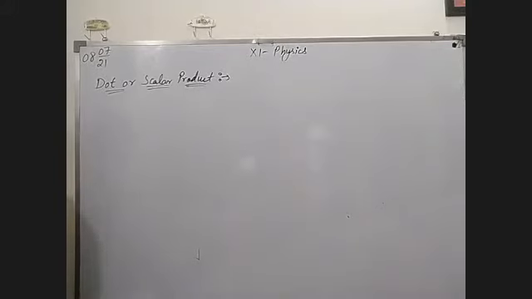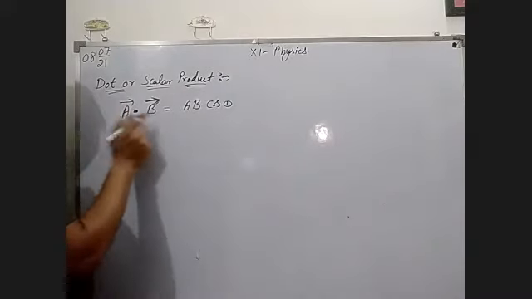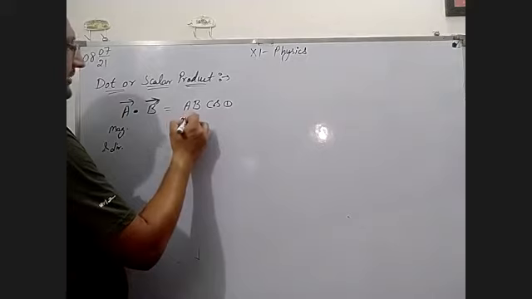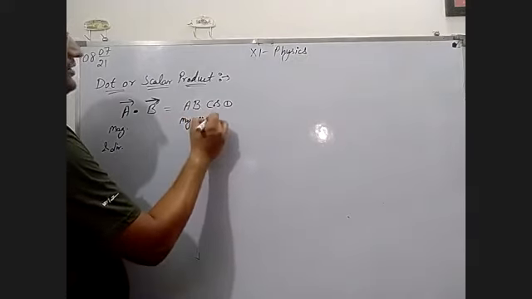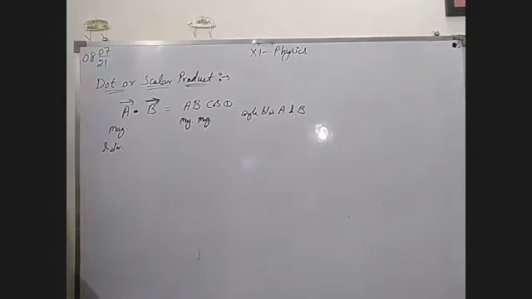This is the dot or scalar product of two vectors. In this, vector A dot vector B is equal to AB cos theta. Here vectors have both magnitude and direction. But in this, A has no arrow on top, so it is only magnitude. This is again magnitude, and this is the angle between A and B. Okay. In this way, you can solve.